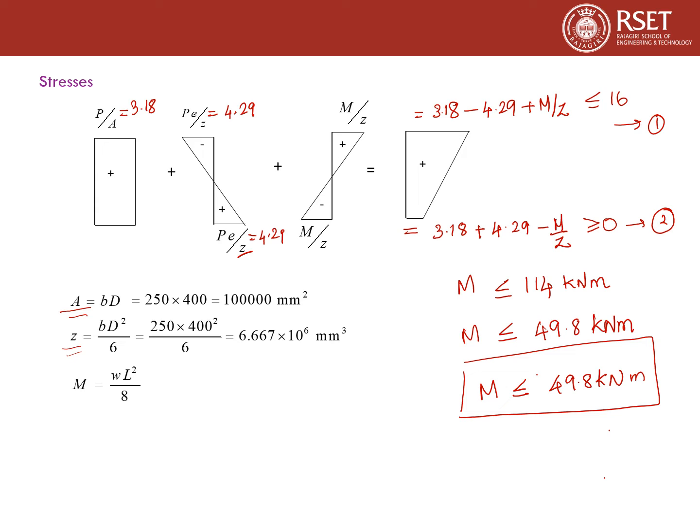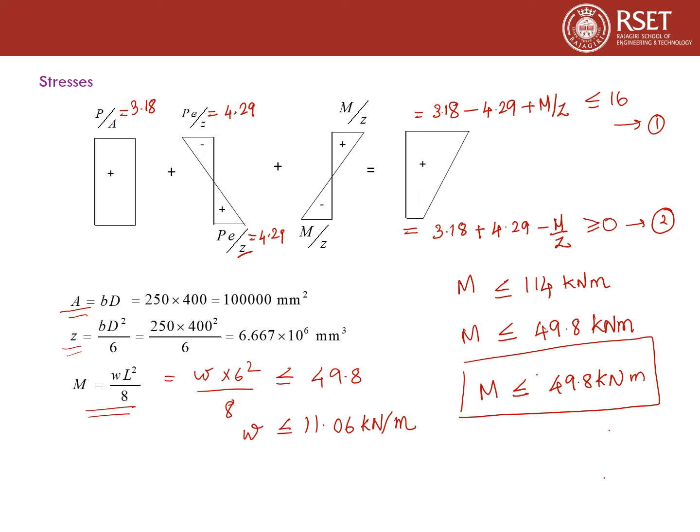Now we have to calculate the safe live load on the simply supported beam subject to UDL. So we know that the bending moment is given by W L square by 8. So W we don't know, we have to find out. L is a span that is given as 6 meters, 6 square by 8, and this value should be less than or equal to 49.8. Solving this, the W should be less than or equal to 11.06 kilonewton per meter.